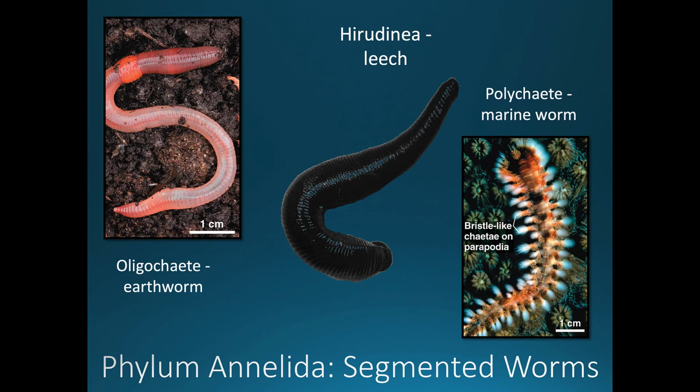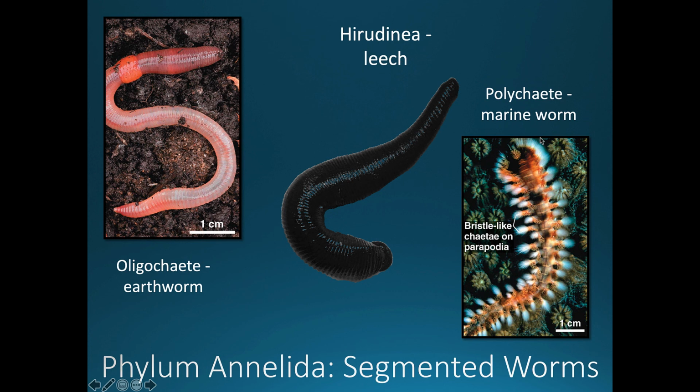Okay, let's go ahead and move to our next phylum, and this is the phylum of the Annelida. They are the segmented worms. Many of these you might have already seen, including the earthworm. You've probably seen leeches, at least in videos or in pictures, and marine worms, which maybe you have or have not seen before.